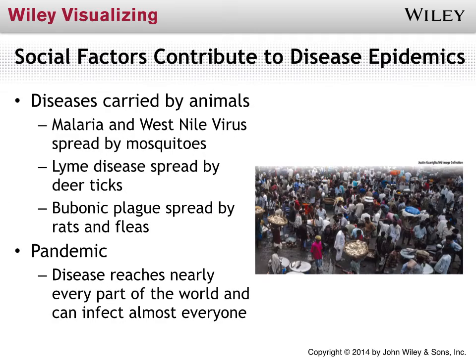Diseases can also be carried by animals, though. Malaria and West Nile virus spread by mosquitoes, Lyme's disease by deer ticks, and bubonic plague, which even still exists in the United States, can be spread by rats and fleas. Fleas that also live on chipmunks and other squirrel species.